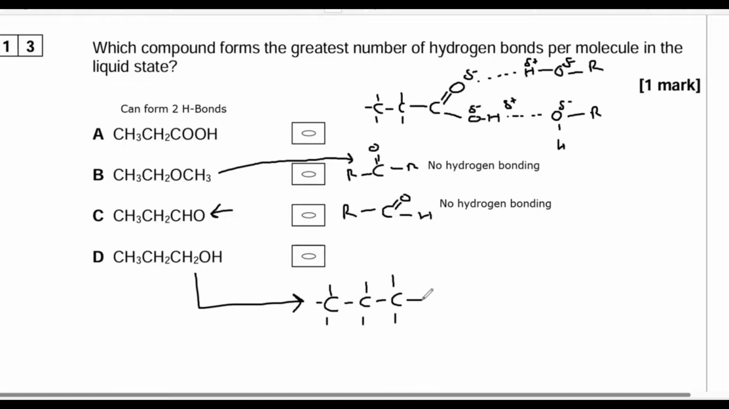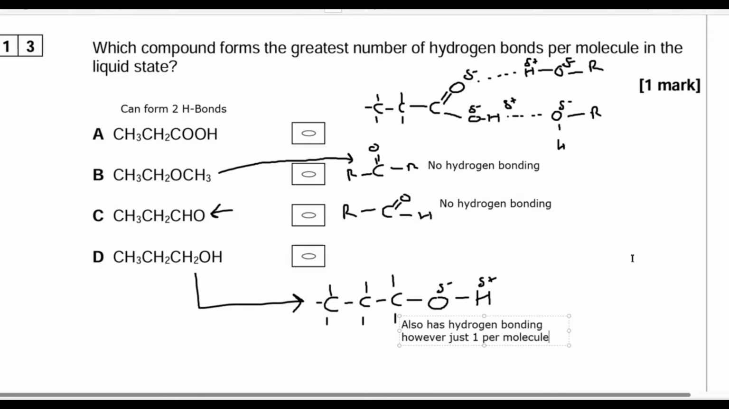Now, this one will have hydrogen bonding. This is propanol, so they're all propanols, these. And you will get hydrogen bonding, but of course, if you just have propanol molecules, you're only going to get one hydrogen bond formed between each 2 alcohol molecules, right?